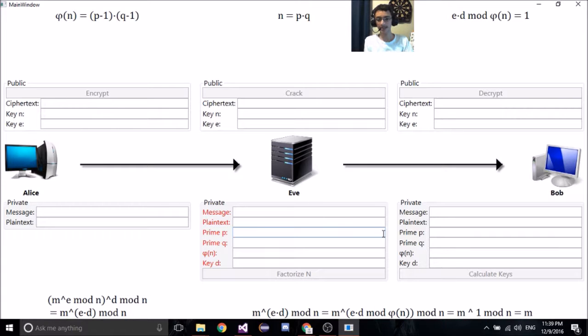So, say Alice wants to send a message to Bob. Well, Bob first has to create his own private key, and RSA works on modular arithmetic and on the premise that factoring very large numbers is extremely difficult for classical computers.